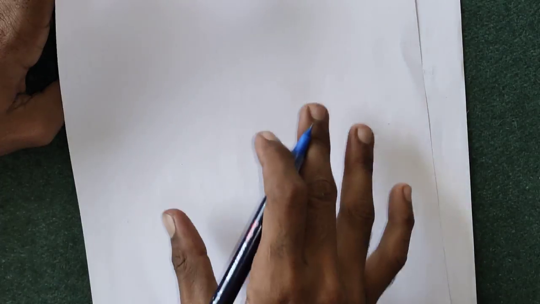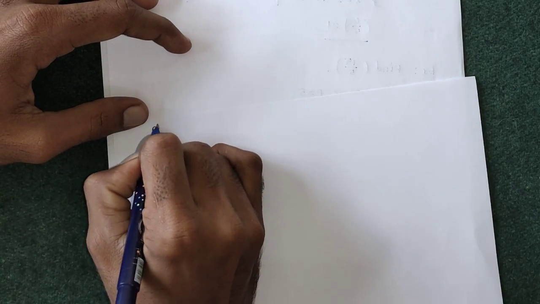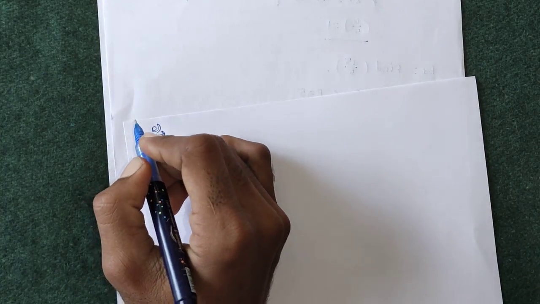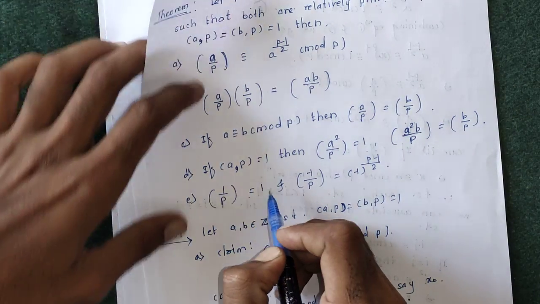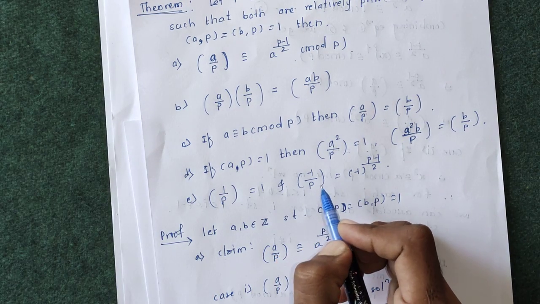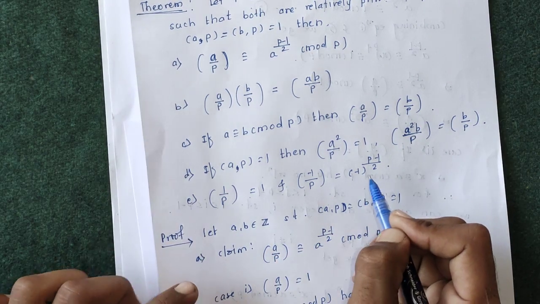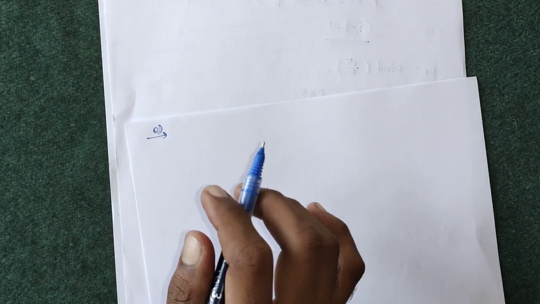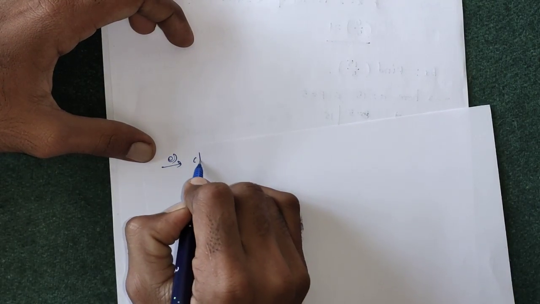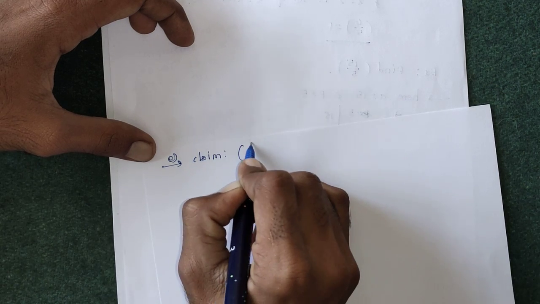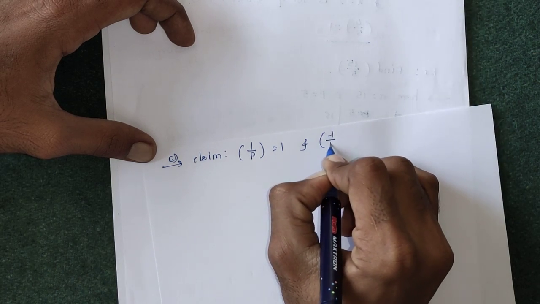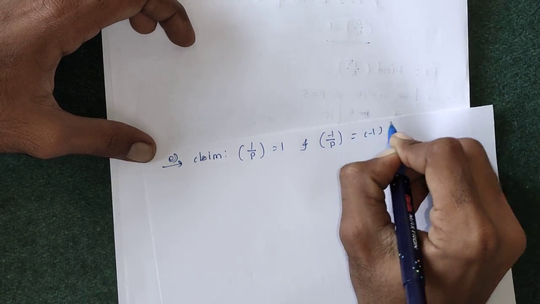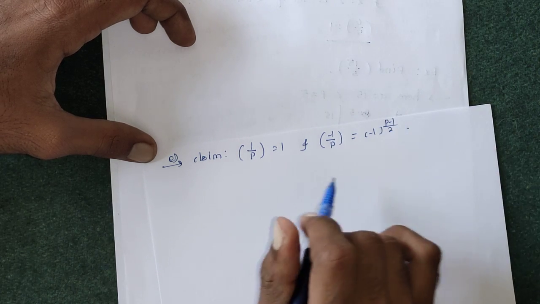Now, the fifth property. The fifth property is Legendre symbol of 1 and p is equal to 1 and Legendre symbol of minus 1 and p is equal to minus 1 raised to p minus 1 by 2. So, the fifth claim is Legendre symbol of 1 and p is equal to 1 and Legendre symbol of minus 1 and p is equal to minus 1 raised to p minus 1 by 2.